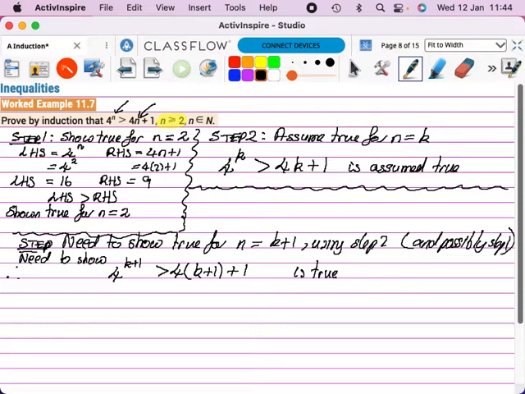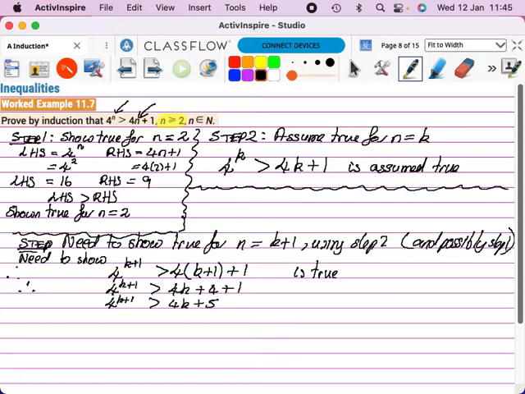I do think we can do a bit of tidying up. So we need to show, therefore, we're not going to write that again, 4k plus 4 plus 1. We need to show that 4 to the power of k plus 1 is greater than 4k plus 5. So we need to show that the left-hand side is greater than 4k plus 5 using step 2.